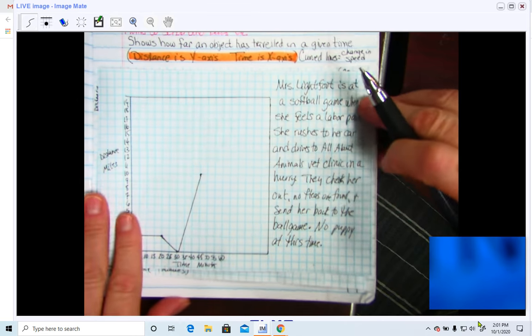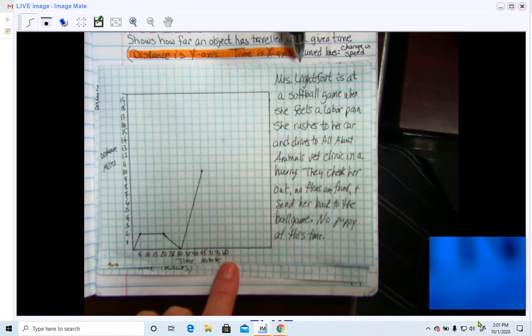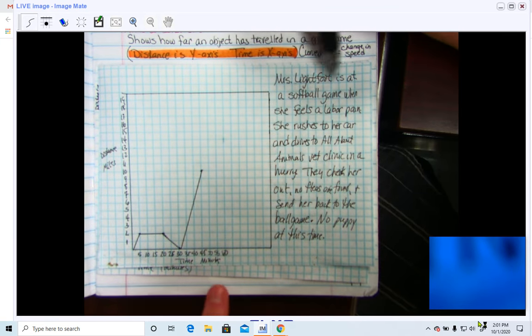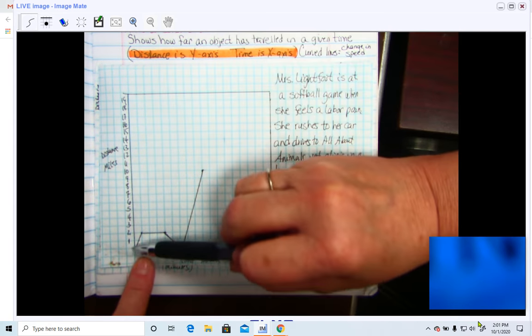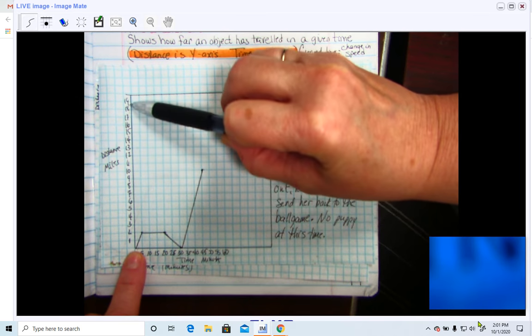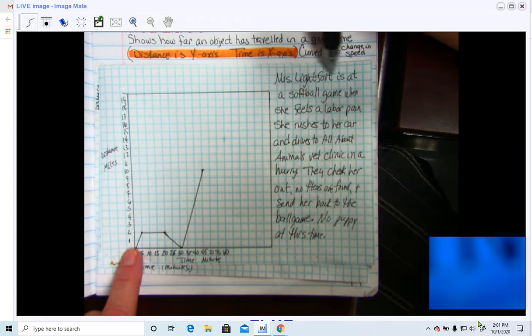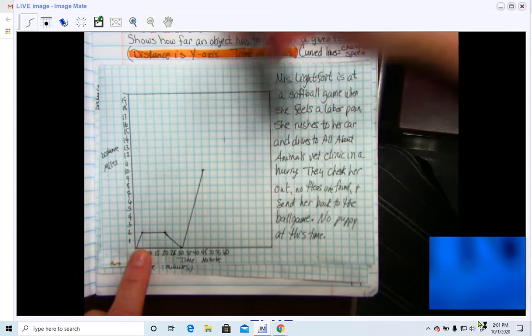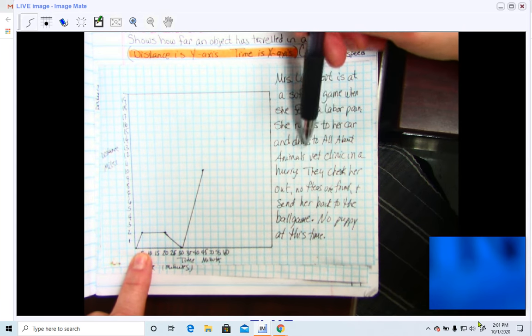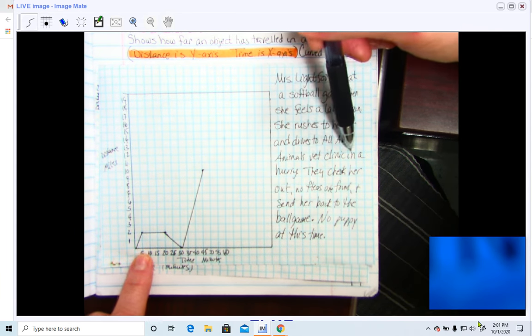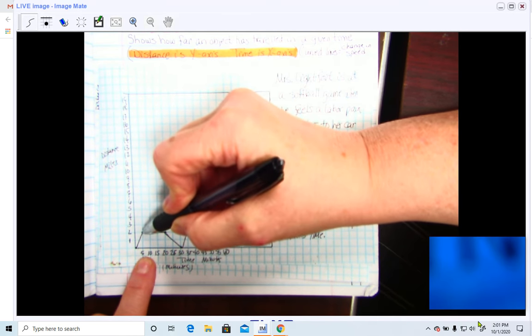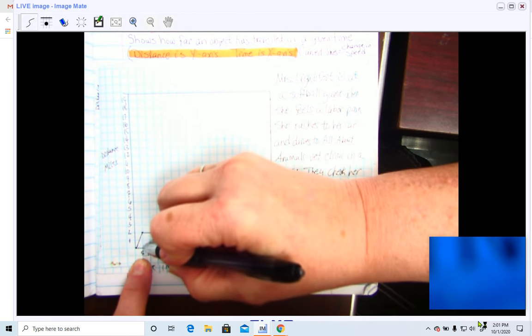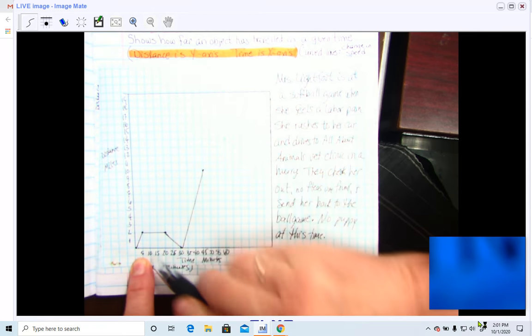So the next one, they're picking at Miss Lightfoot, who happens to be pregnant at the time. So Miss Lightfoot is at a softball game. So here she is down here at a softball game. And they did it by 1-mile increments because we're staying in Chapel Hill this time. So she was at a softball game when she felt a labor pain. She rushes to her car and drove to the All About Animal Vet Clinic in a hurry. So she went from here to 2 miles away in 5 minutes. That was our first line.